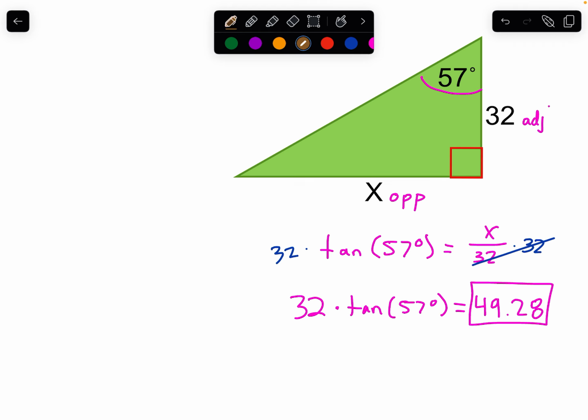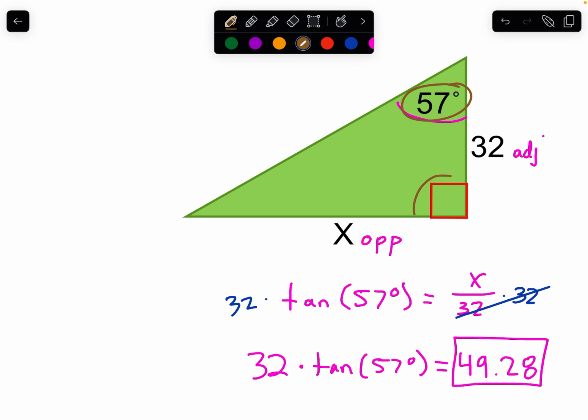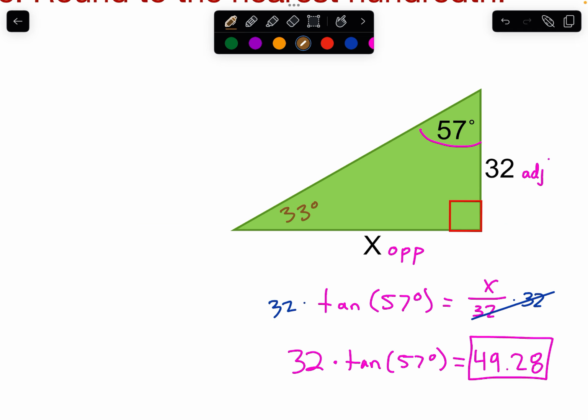Quick side note here, we used tangent because we wanted the opposite side and we were given the adjacent side. We could flip the perspective on this potentially, right? If we know that this angle is 57 and this is 90, collectively those add up to what? 147? And if those add up to 147, then this has to be a 33-degree angle, right? All the angles have to add up to 180.